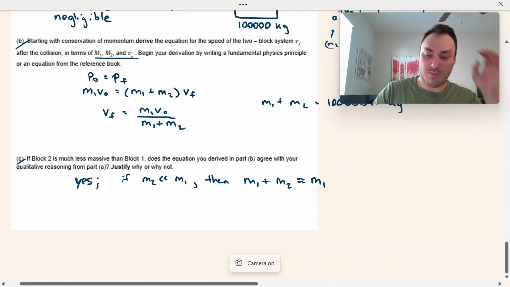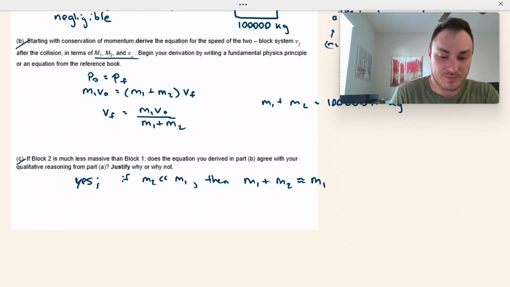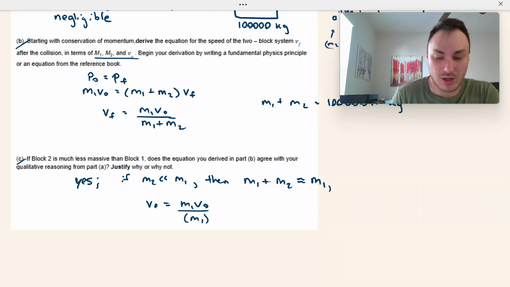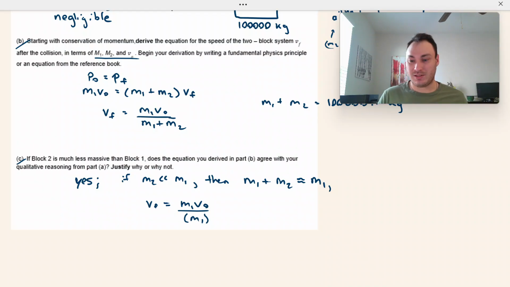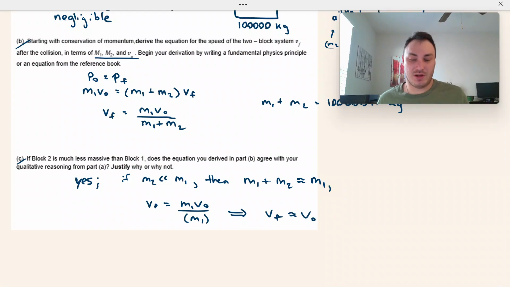So if M1 is much greater than M2, then really this bottom portion amounts to M1, and V final is equal to M1 V initial over M1. The bigger M1 is compared to M2, the more our equation is going to realistically look like this. And then M1 over M1 cancels, where you get V final is equal to V initial.